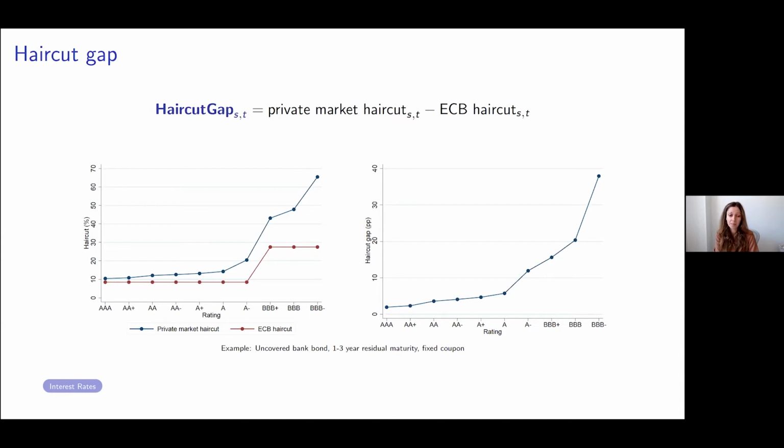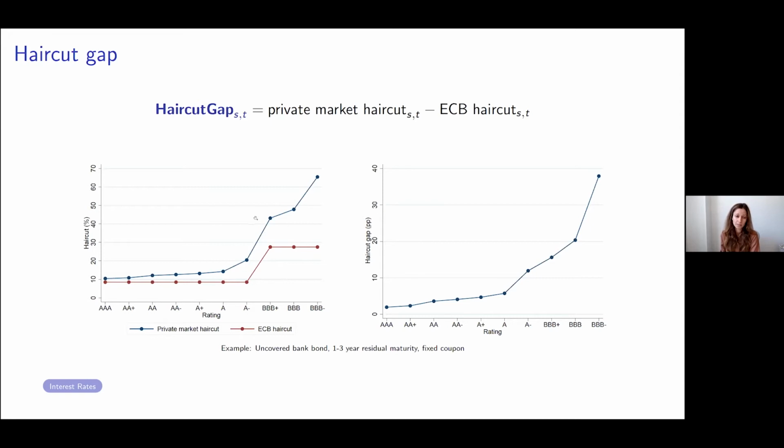In these graphs, I'm plotting the evolution of haircuts on the left-hand side for a representative category. These are uncovered bank bonds with 1 to 3 year residual maturity and fixed coupon. And you see two lines. The red line shows the haircuts that are charged by the European Central Bank for every different rating notch. The blue lines are the average haircuts charged by the private market.